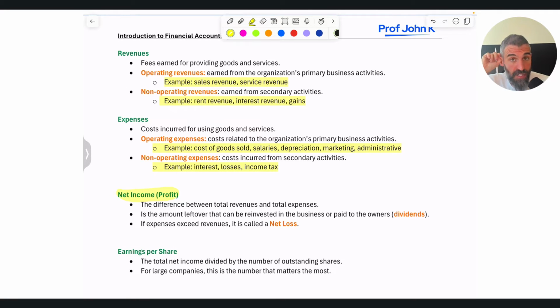Now, this could be negative, right? If your expenses exceed your sales, your revenues, you would have a net loss. You wouldn't call it net income, you'd call it a net loss. It's ultimately the same thing.